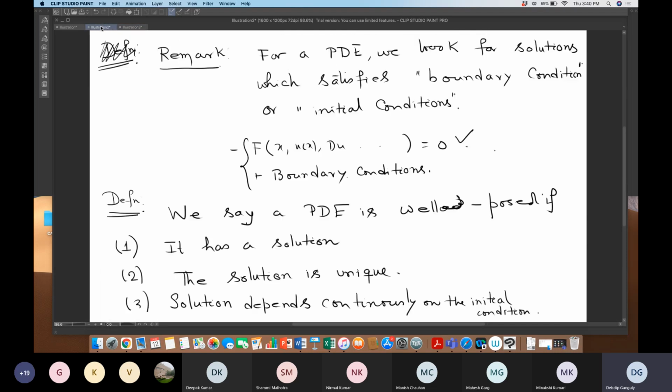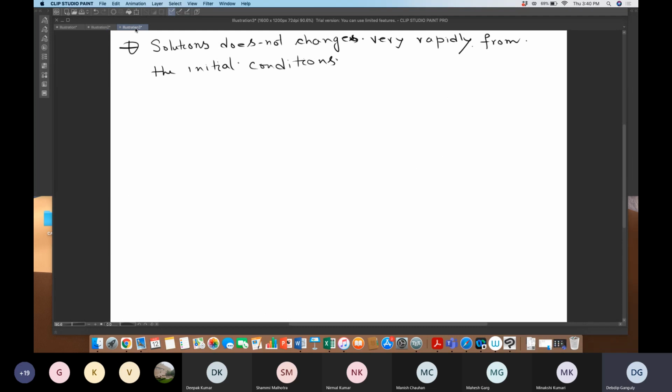Okay. So we say a PDE is well posed if it has a solution. That means it should satisfy this expression and also it satisfies the boundary or initial condition. It has a solution. The solution is unique. You know what is the meaning of the uniqueness. And the most important, the third point, is that the solution depends continuously on the initial condition. That means that roughly it says the solution does not change very rapidly from the initial conditions.